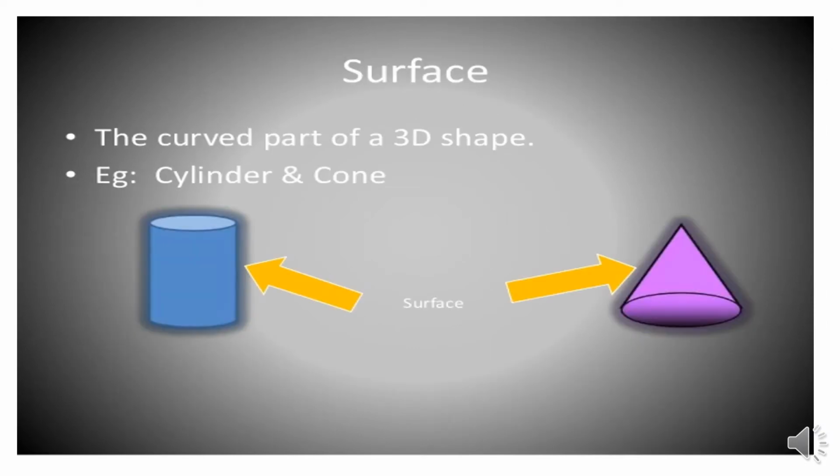Okay, what is surface? The curved part of 3D shape is called surface. For example, cylinder and cone. You can see in cylinder and in cone the part that is shown by the arrows, that is called surface.